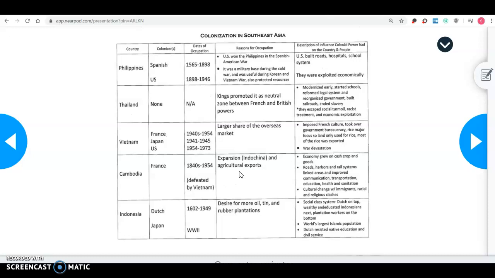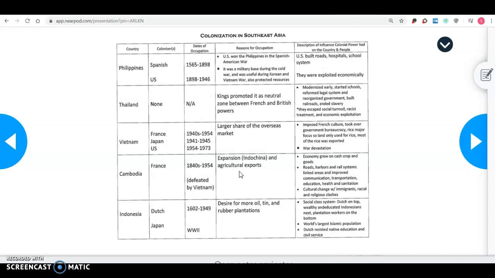So the impacts of colonization in Indonesia is that there's going to be a social class system where the Dutch, so if you're European, you are up at the top of that system, you were considered wealthy, educated, top of society. And then as you work your way down to mixed races and then eventually down to natives, you were at the bottom of the totem pole.